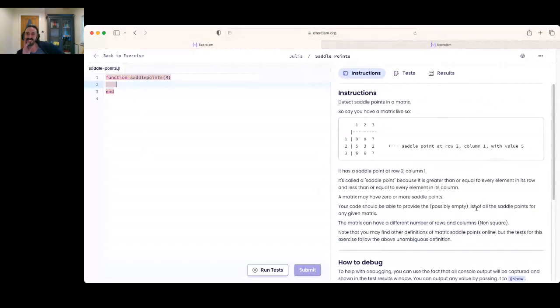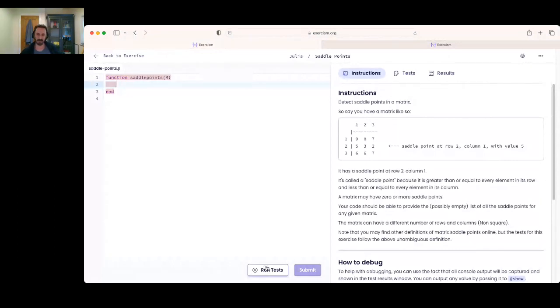So saddle point. So you have a matrix. It has a saddle point at row 2, column 1. It's called a saddle point because it's greater than or equal to every element in its row and less than or equal to every element in its column. The matrix has 0 or more saddle points. Our code should be able to provide the possibly empty list for all saddle points for any given matrix. The matrix can have a different number of rows and columns, non-square. Note you may be able to find other definitions of saddle point online, but we don't care about them.